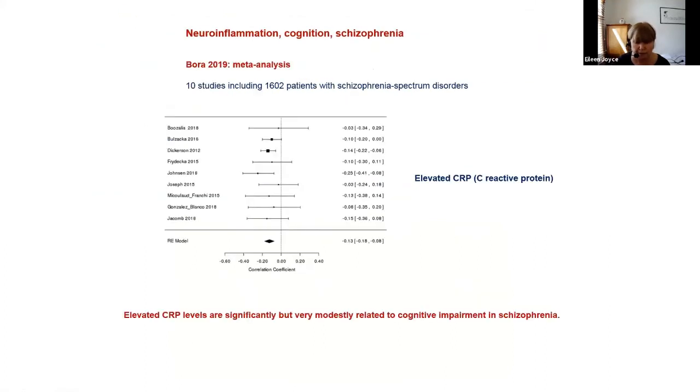This is a recent meta-analysis of all of the studies that have looked at that, and you can see that compared to zero risk, all of them have shown that there is an increased level of elevated CRP levels in all of the patient groups that have been studied. So this study concluded that elevated markers of low-grade inflammation are modestly related to cognitive impairment in people with schizophrenia.